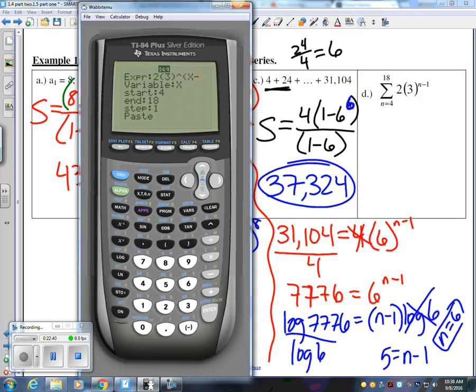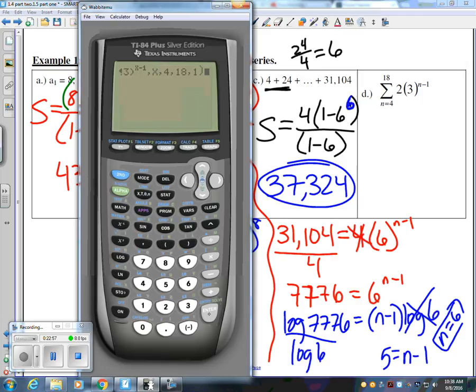X minus 1. Okay. My variable is x. What is my start number? 4. What's my end number? 18, and the step is 1.